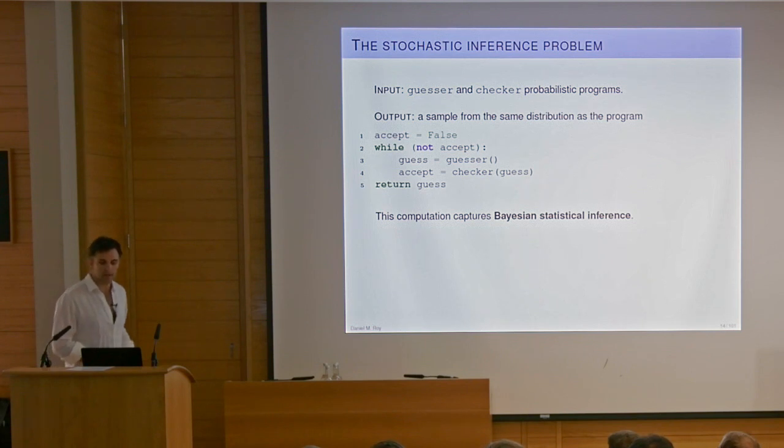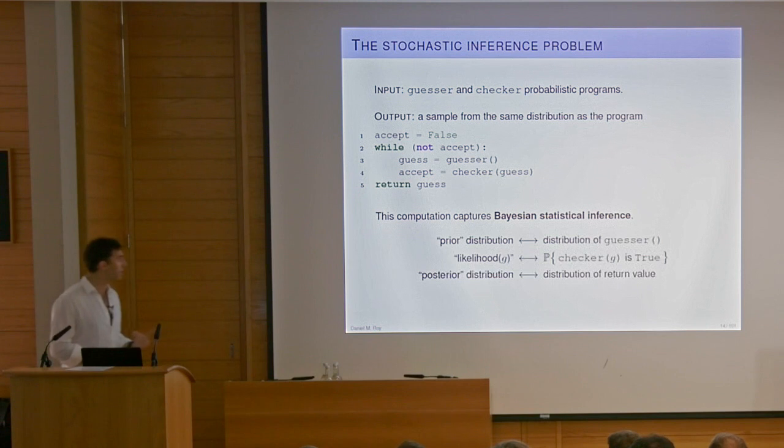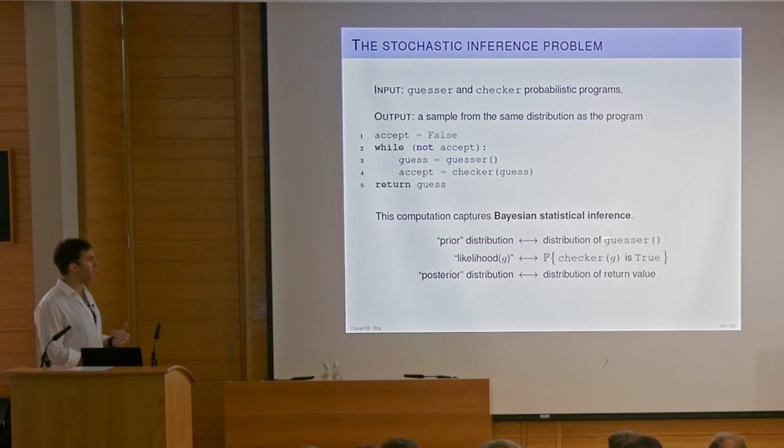Now let me give you a little bit of a rubric. You hear about the prior distribution. The analog in this world is the distribution of the output of guesser. The term likelihood of some particular quantity g is the probability that checker, when handed the value g, returns true. And the posterior distribution is the distribution of guess at this point in the program.